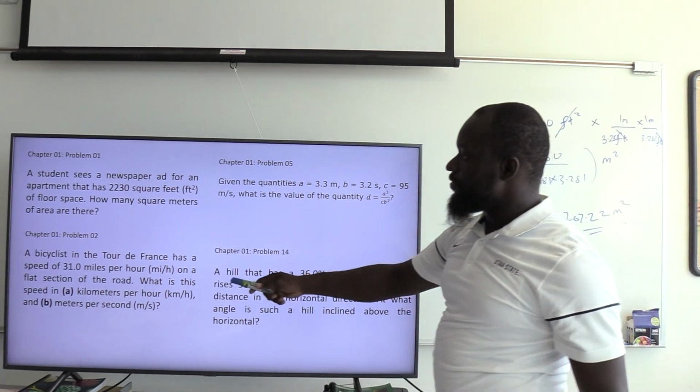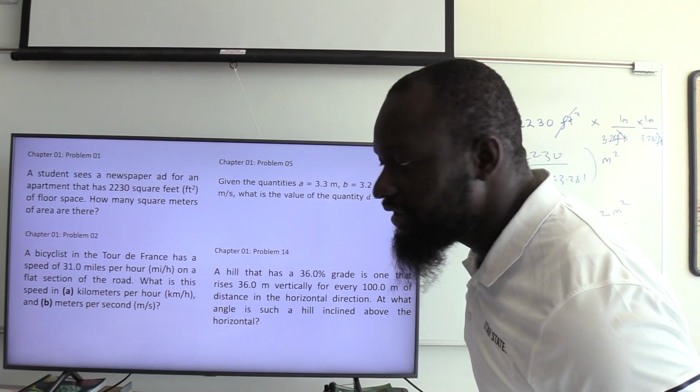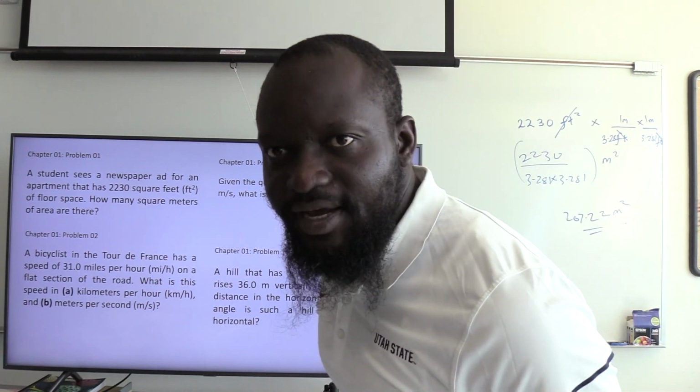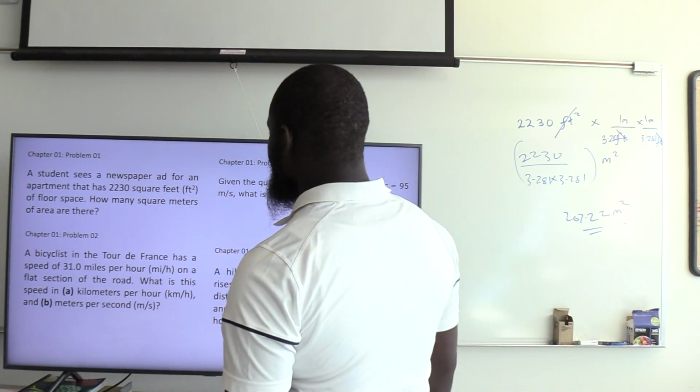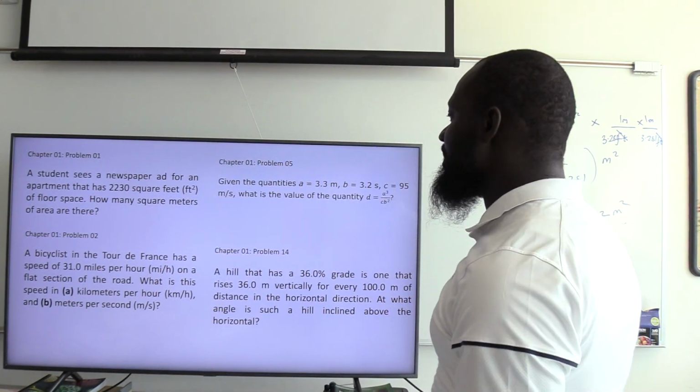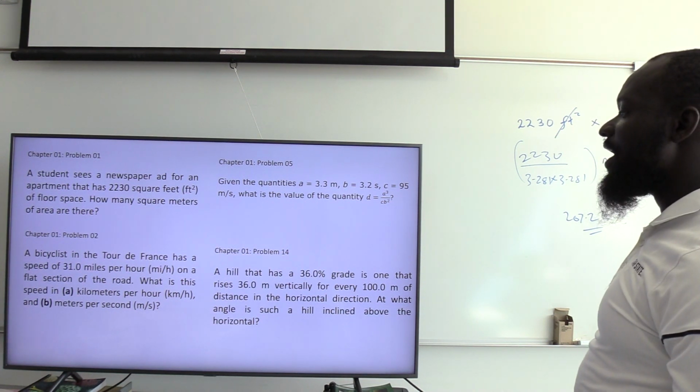The next is chapter 01, problem 02. It says a bicyclist in a tour. A bicyclist in the Tour de France has a speed of 31 miles per hour on a flat section of the road. What is the speed in kilometers per hour?